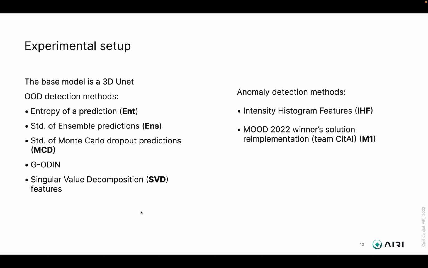And we also explore the same out-of-distribution methods without any changes. You can check the implementation details in the original paper. These methods include entropy of the prediction, standard deviation of either ensemble or Monte Carlo predictions, generalized ODIN method, and singular value decomposition features. The anomaly detections are the winning solution from the MOOD competition, and a simple method based on the histogram of image intensities.